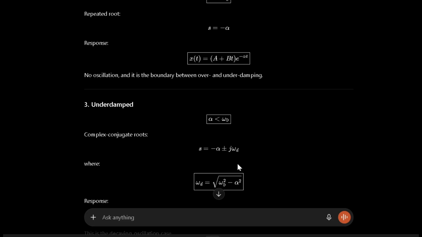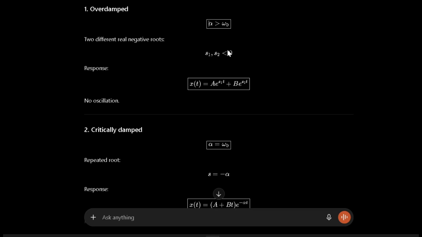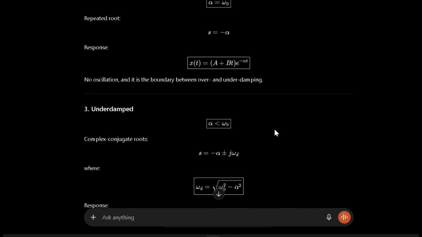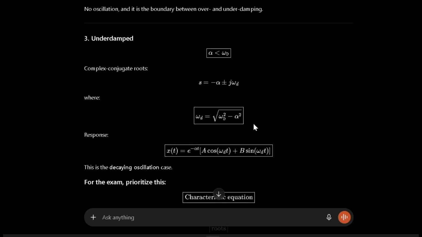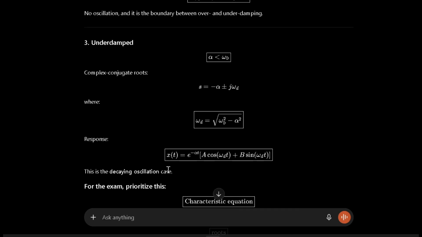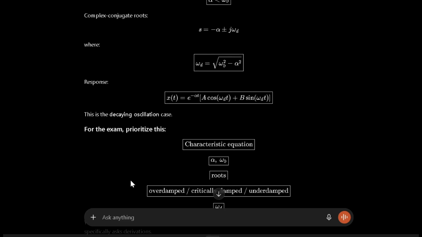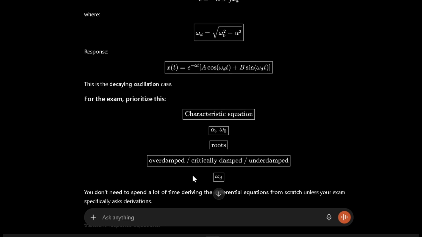Here alpha is less than omega naught. Complex conjugate roots: s equals minus alpha plus or minus j omega d, where omega d equals root over omega naught square minus alpha square. Omega naught means undamped natural frequency, alpha means damping factor. The response for the underdamped case is e power minus alpha t times (A cos omega d t plus B sin omega d t). For the exam, prioritize characteristic equations, roots, and damping types.